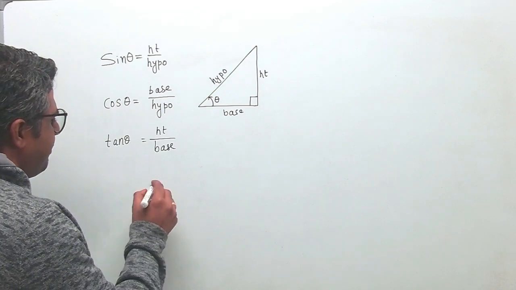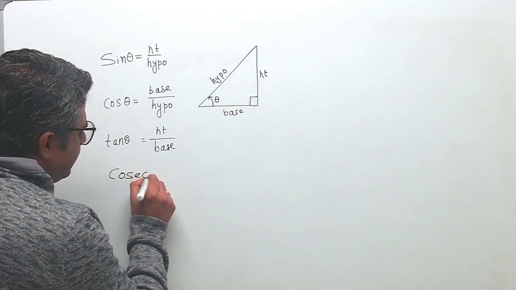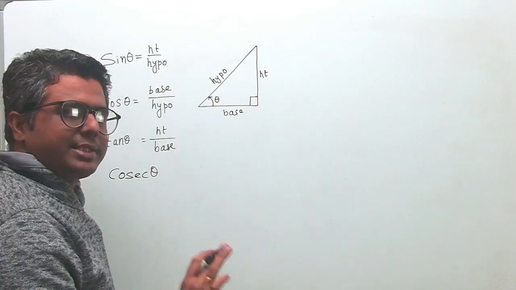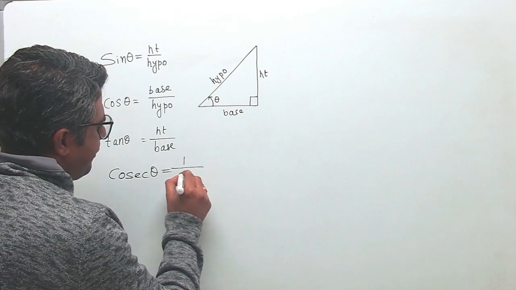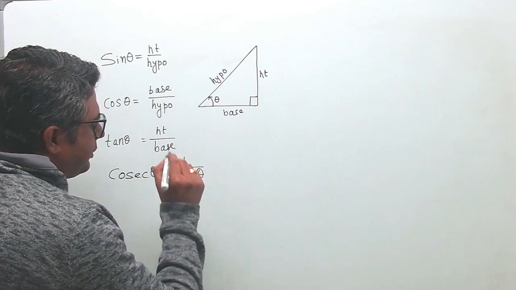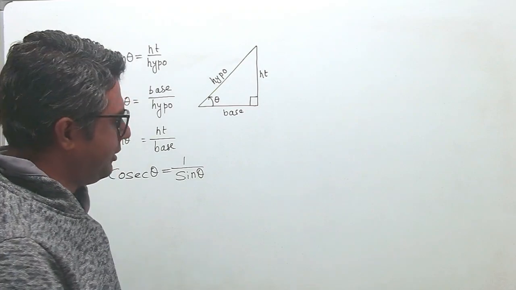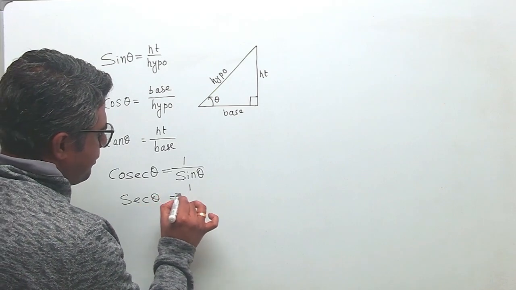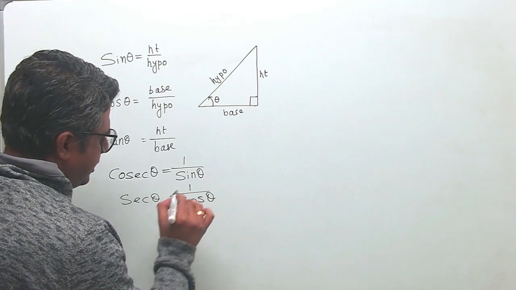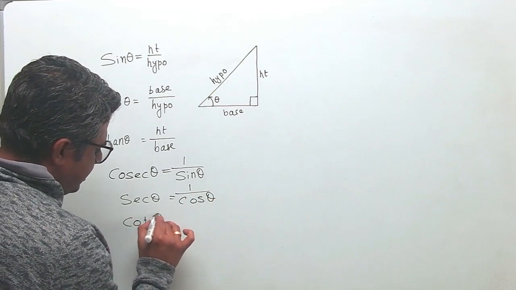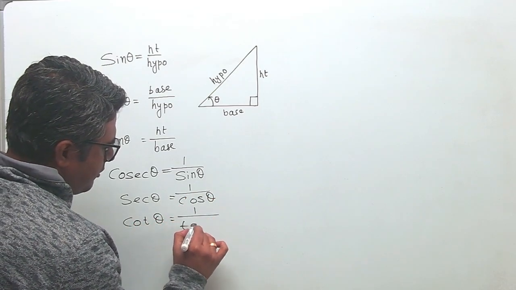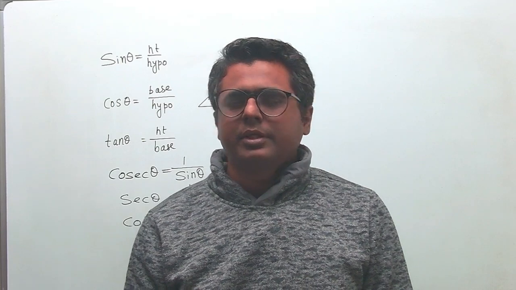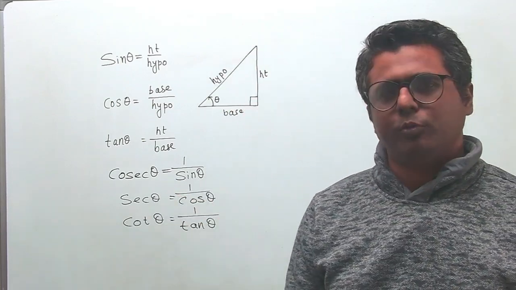Other than these three, you need not remember the ratios for the other trigonometrical ratios. Suppose somebody asks you what is cosec theta, you don't need to remember that it is hypotenuse by height. You already know what sin theta is. Cosec theta is the reciprocal of sin theta, and sec theta is the reciprocal of cos theta, and cot theta is the reciprocal of tan theta. Okay? So this is a very simple thing. This much you already know.